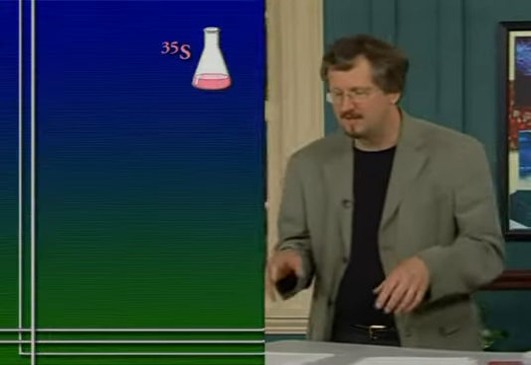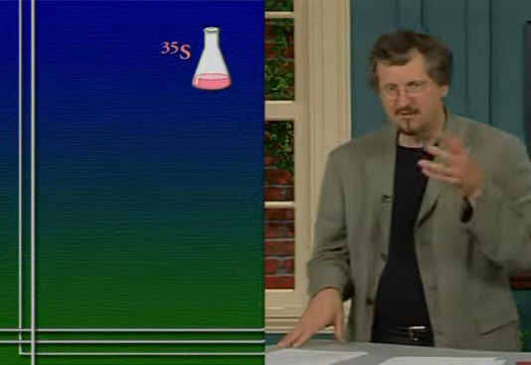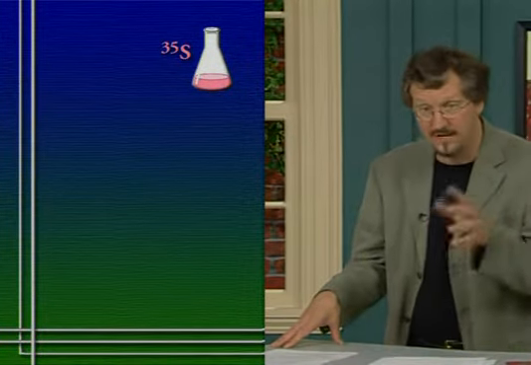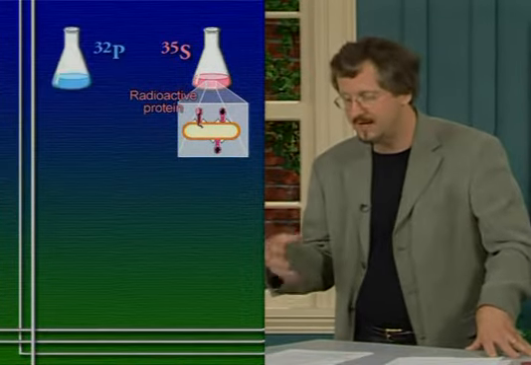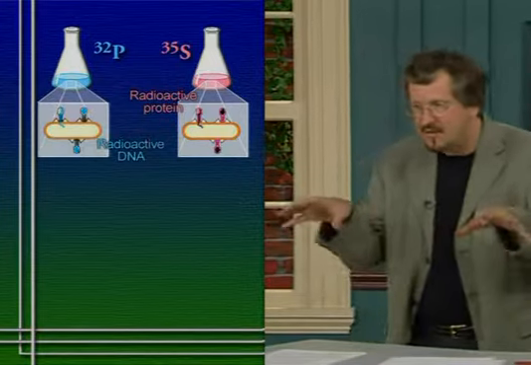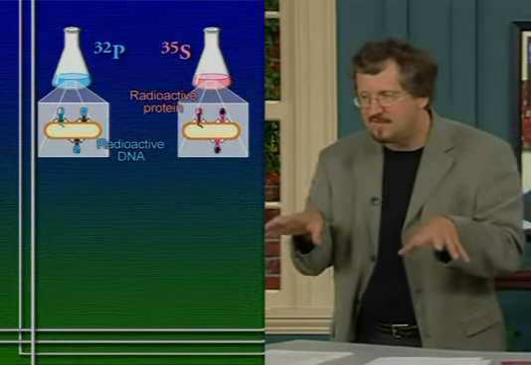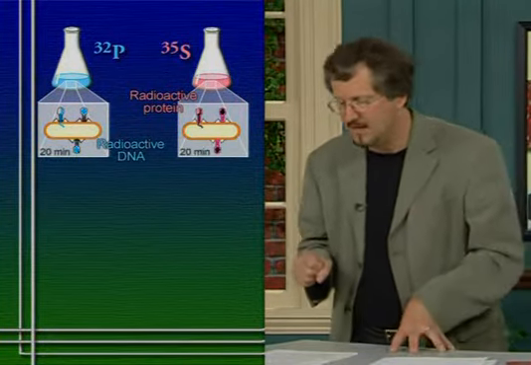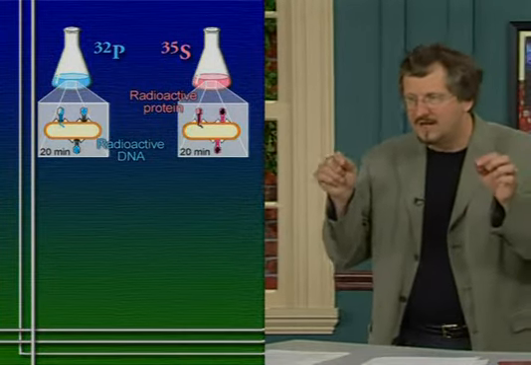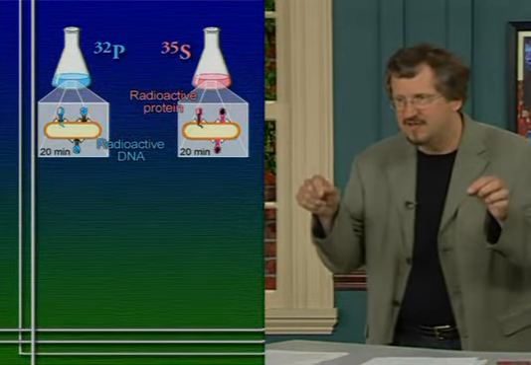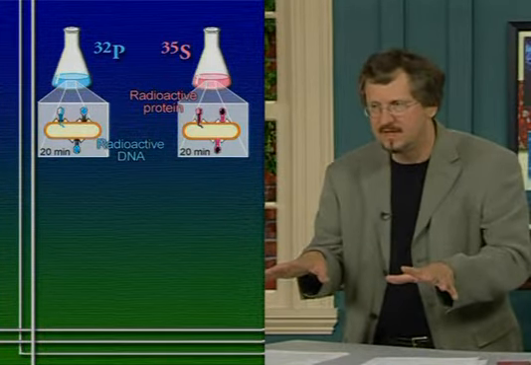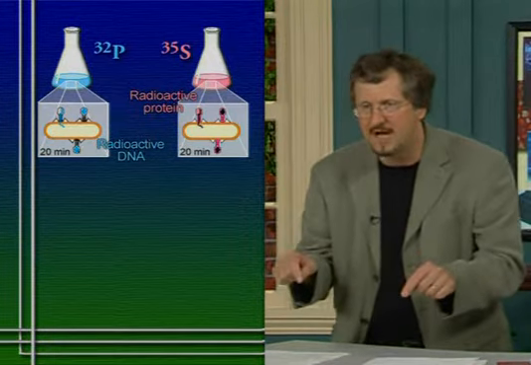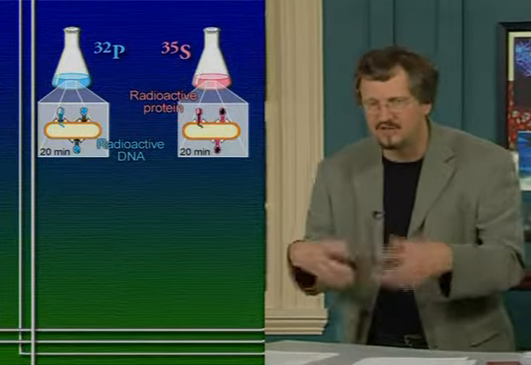And then this is what they did. In separate experiments, they added either the radioactively labeled sulfur viruses with the radioactive protein coat or the radioactively labeled phosphorus viruses with the radioactively labeled DNA. In both of these cases, they would give these viruses just a couple of minutes, enough time for them to attach to bacteria and inject whatever they're injecting. And then they would stop the whole process. They'd give them just enough time to inject, but not enough time to actually take over the cell and cause it to build more viruses.